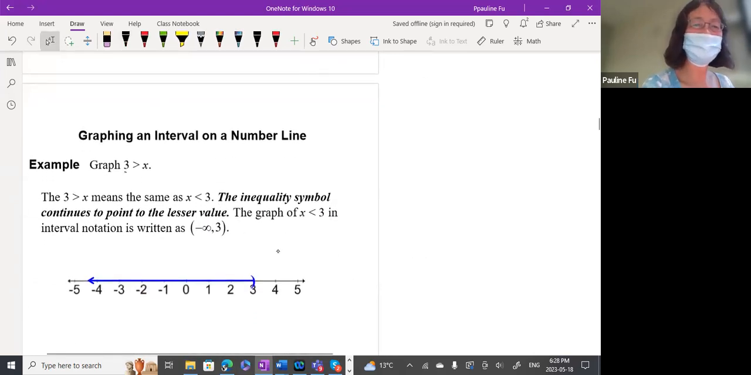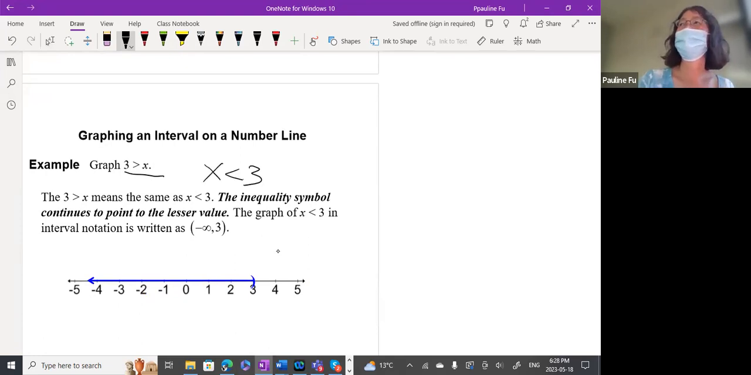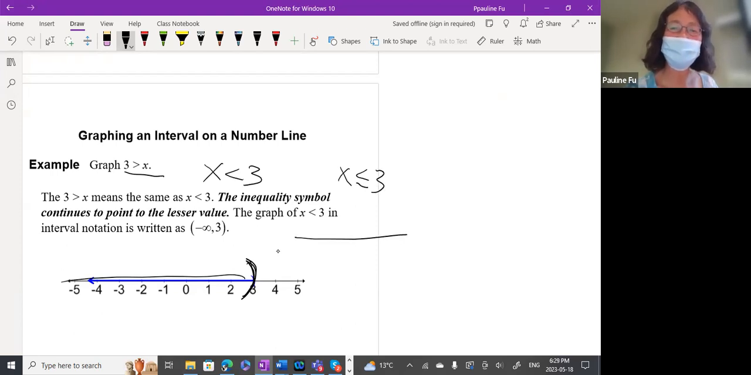Next one, show on the graph 3 greater than x. 3 greater than x is the same as x smaller than 3. So this is the line. You identify 3, x smaller than 3. So all this part is smaller than 3. And here you use the round bracket. If it is x smaller than or equal to 3, you identify 3, you use a square bracket. So this part is smaller than or equal to 3. Okay.